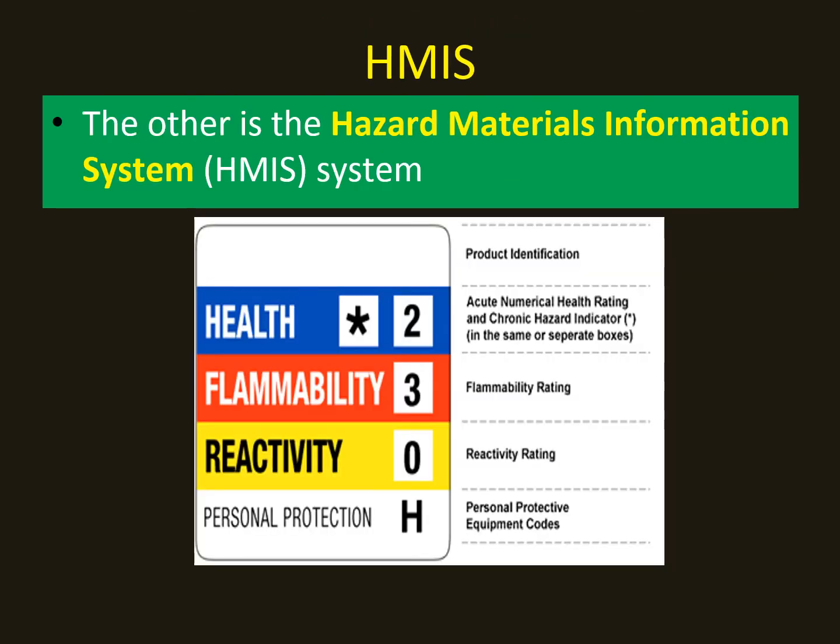The HMIS system is also similar to that one. It gives the color and the symbols, and the number is displayed there, and also the product identification. That indicates the meaning of the number, whether it is highly flammable or not. But in the previous case it is not. So there are two systems.